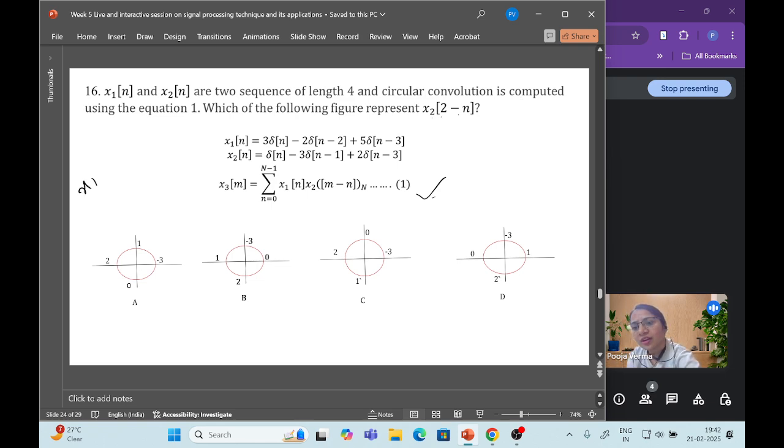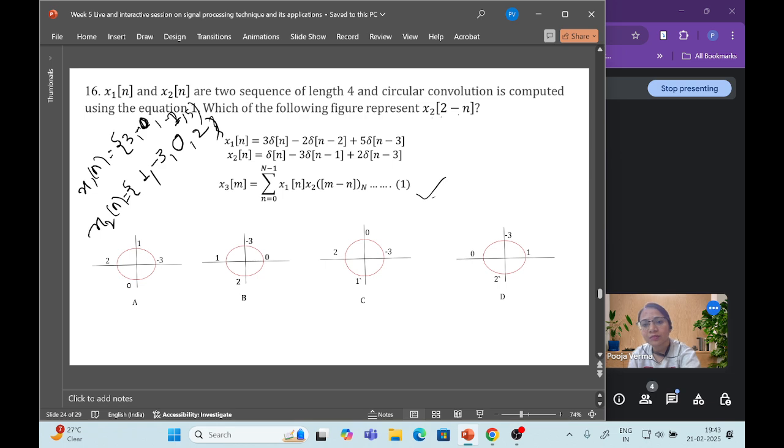So already x1(n) will be the sequence 3, 0, minus 1, sorry, minus 2 and 5, right? Similarly for x2(n), what will be the sequence? At n is equal to 0 it is 1, and at n is equal to 1 the value is minus 3. Here n equal to 2 is not given, that means at that place the value is 0. At n is equal to 3 the value is 2.